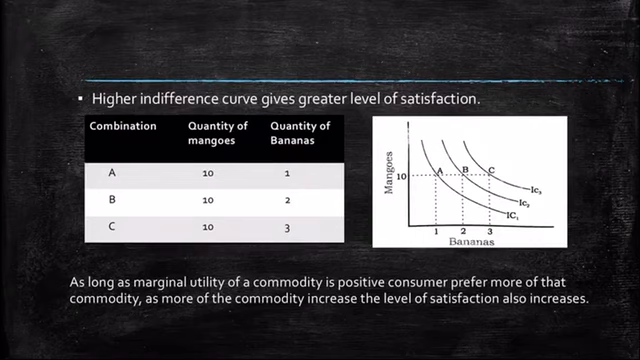As he is earning more of that commodity without sacrificing another, his satisfaction level increases. See here, he is not at all sacrificing the quantities of mangoes, but he is gaining the quantities of bananas, which makes him get a higher level of satisfaction. So in this table, bundle A is giving 10 units of mangoes and 1 unit of banana, followed by bundle B, 10 units of mangoes, 2 units of bananas, and C, 10 units of mangoes, 3 units of bananas.